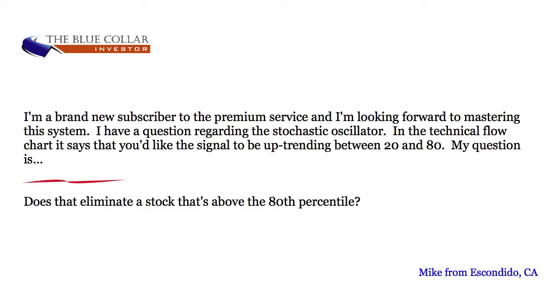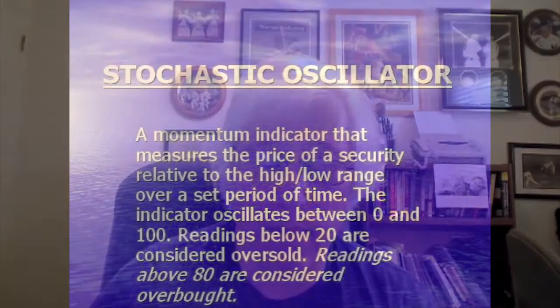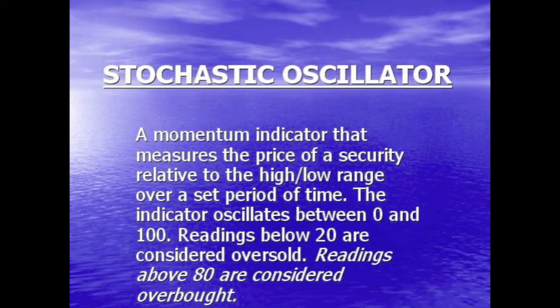Well, Mike, technical analysis is a critical part of the BCI methodology. Let's first start by defining what the stochastic oscillator is. It's a momentum indicator that measures the price of a security relative to the high-low range over a set period of time. That time frame that we use in the BCI methodology is 14 trading days. The indicator itself oscillates between 0 and 100.